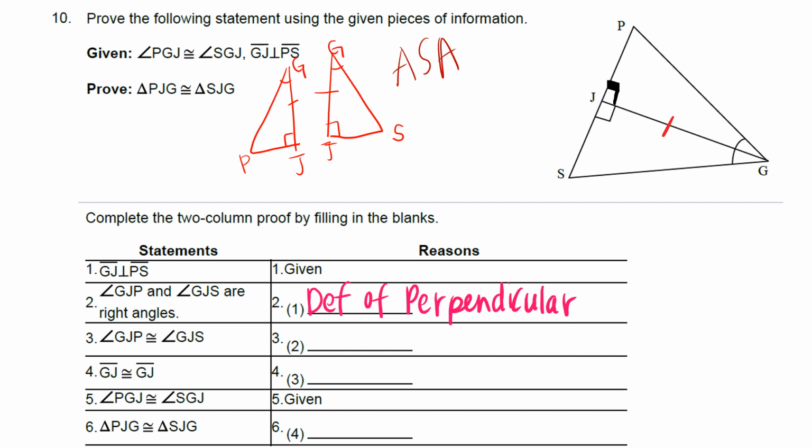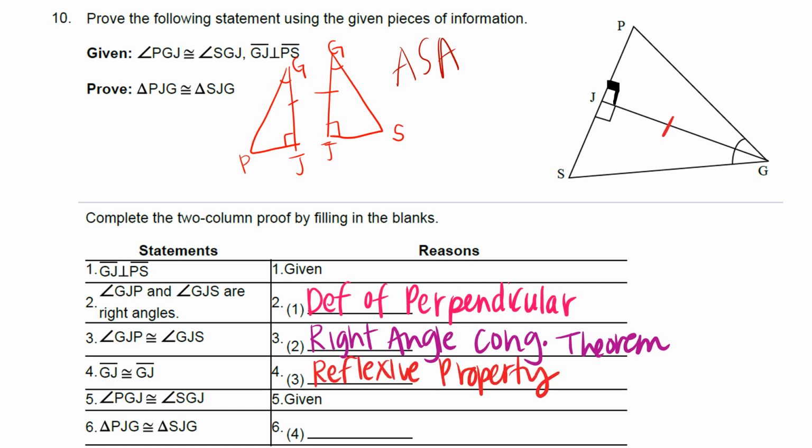This comes from section 2.1. We learned that this is by the right angle congruent theorem. The right angle congruent theorem just says all right angles are equal or congruent. All right angles are congruent. All right, the next line says that the line segment GJ is congruent to the line segment GJ. That is just the reflexive property. All right, line 5 says that the angle PGJ is congruent to the angle SGJ. That was given to you.